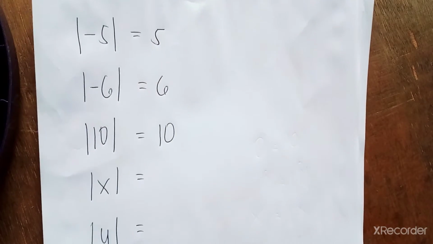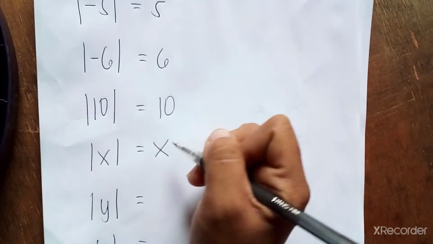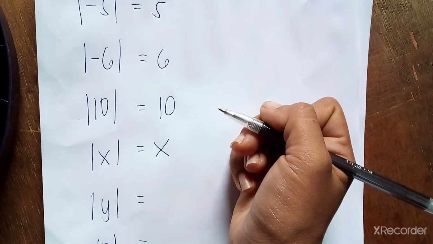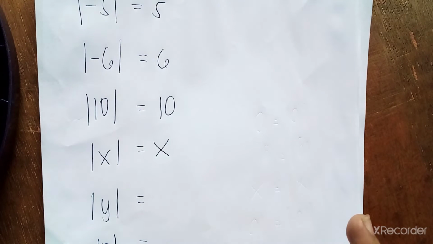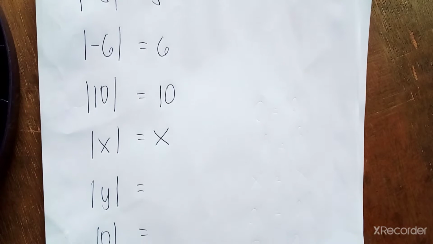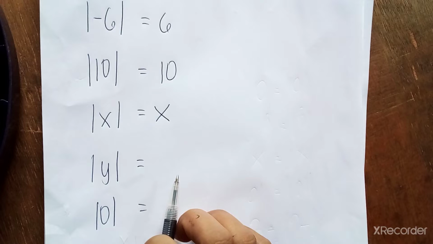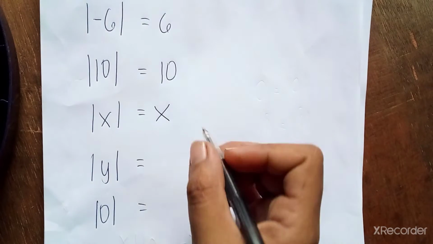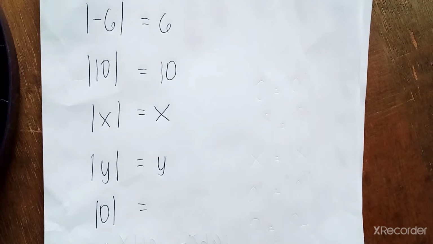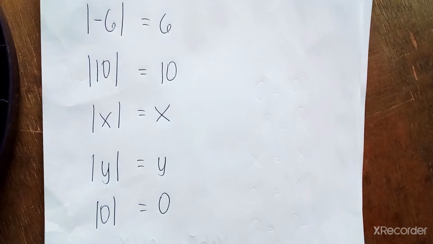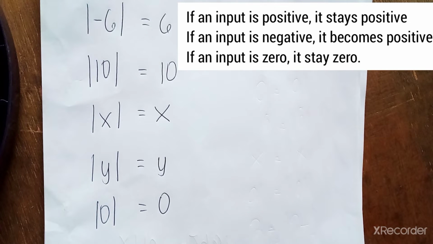taking the absolute value is not the same as taking the opposite. The absolute value of x equals x, but remember, we still don't know what x is. The absolute value of y equals y, which might be negative, positive, or 0. And the absolute value of 0 is 0. It's as simple as this. If an input is positive, it stays positive. If an input is negative, it becomes positive. And if an input is 0, it stays 0.